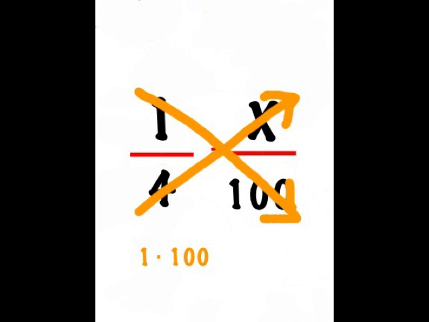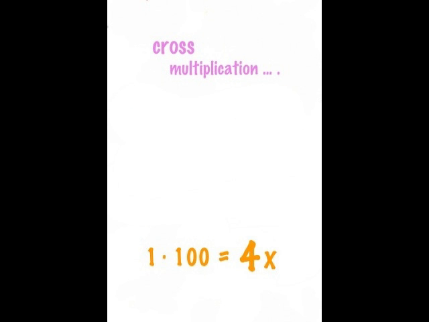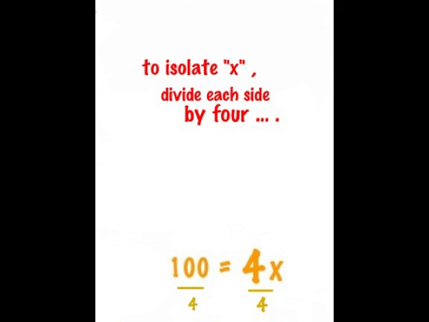And what's that equal to? It's going to be 4 times x. You see? And this is algebra, baby. So 1 times 100 is equal to 4 times x. That's cross multiplication, like we said before. Just drop off the 1 because 1 times anything is itself. So simplified, it's 100 equals 4x.